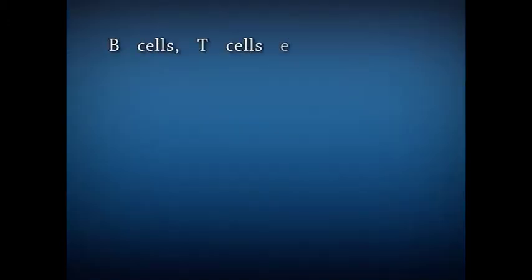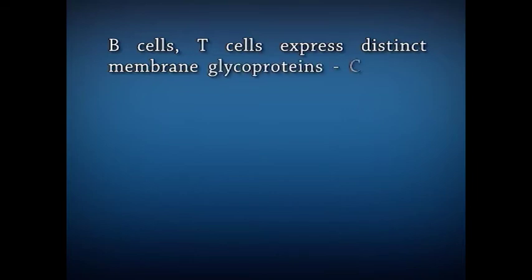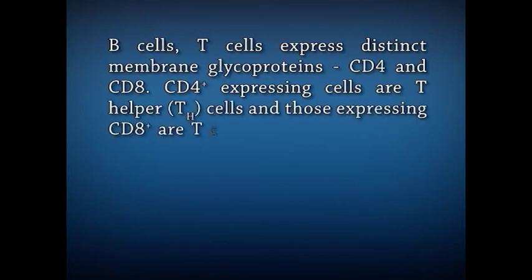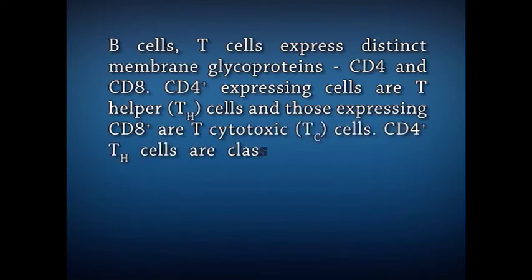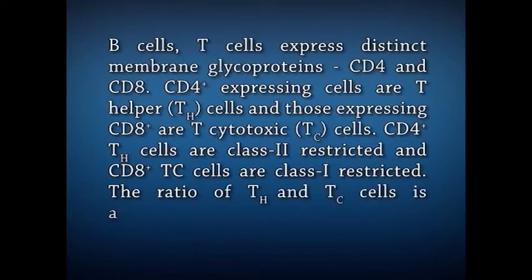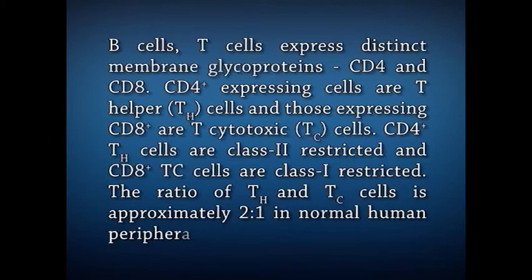Like B cells, T cells express distinct membrane glycoproteins, CD4 and CD8. CD4 expressing cells are T helper cells and those expressing CD8 are T cytotoxic cells. CD4 T helper cells are class II restricted and CD8 TC cells are class I restricted. The ratio of T helper and cytotoxic T cells is approximately 2:1 in normal human peripheral blood.